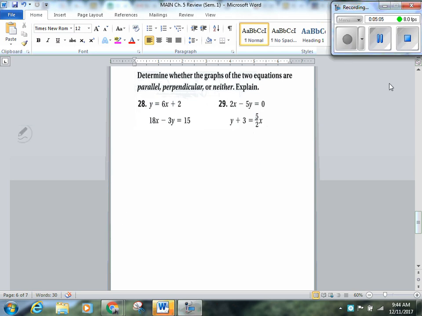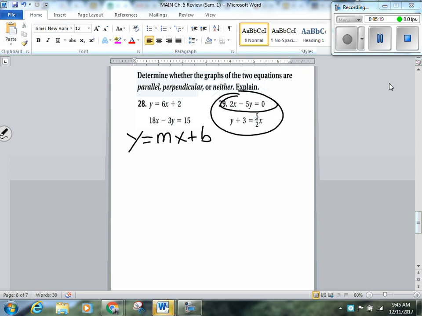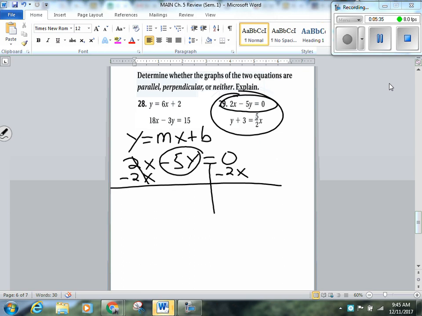Next question, 29. Looking at both of those equations, neither one has the y by itself, so I need to get it to this equation. So let's take a look at that one right there. We have 2x minus 5y equals 0. I want to get this by itself. Draw my wall. I want to minus 2x to both sides. That cancels, and I get negative 5y equals negative 2x plus 0.